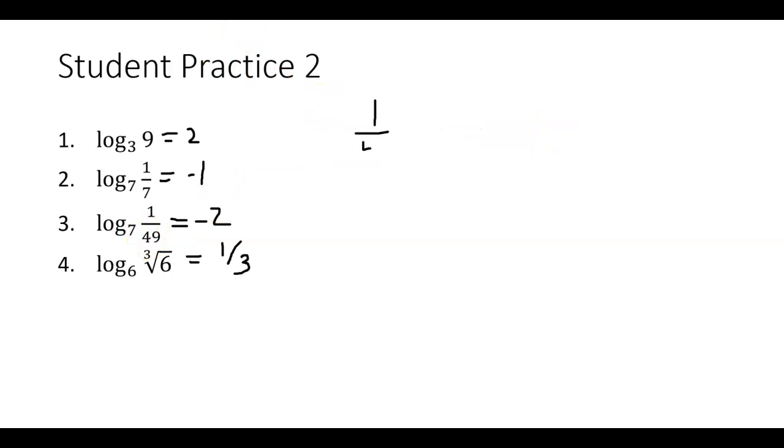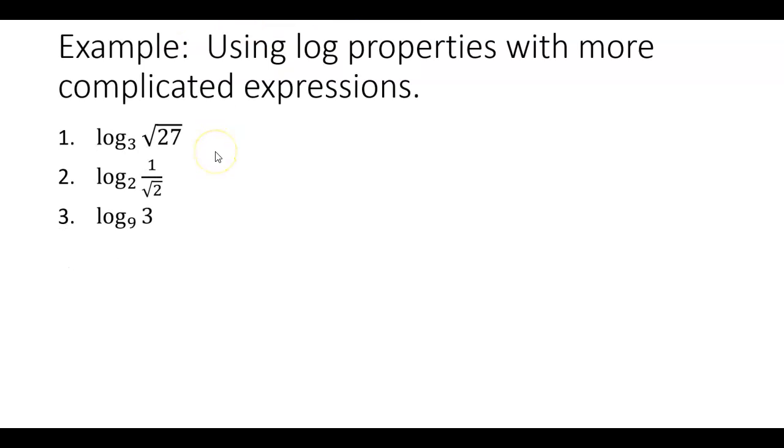All right, last one. To what power would you have to raise 6 to in order to get the cube root of 6? Well, the answer would be 1/3. A cube root can be rewritten as a 1/3 power. All right, so there's that.